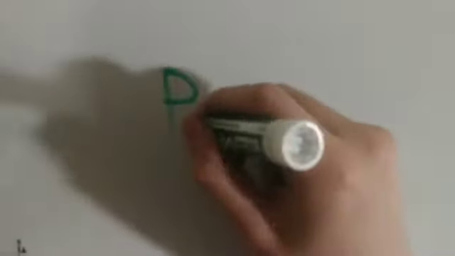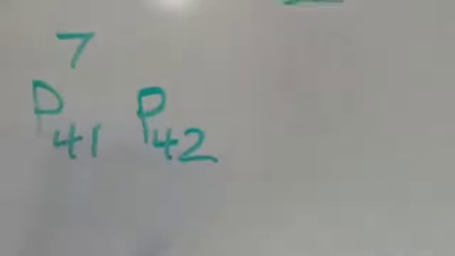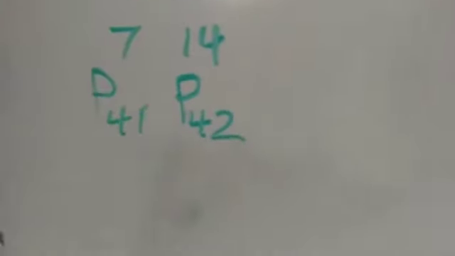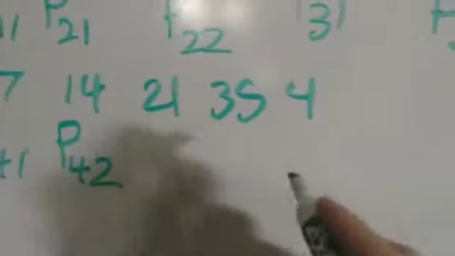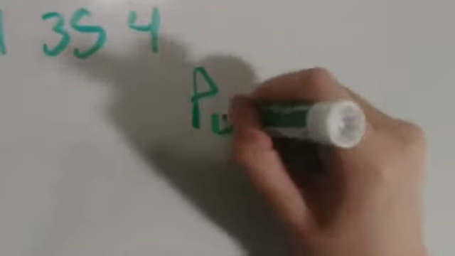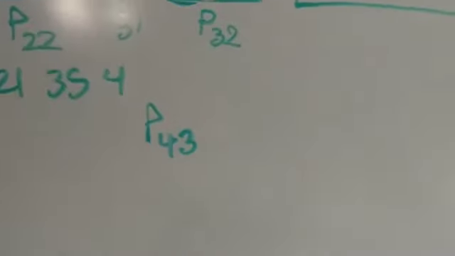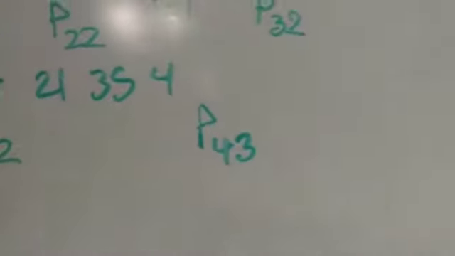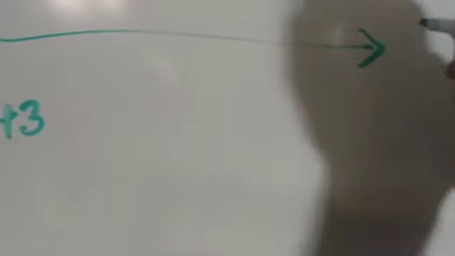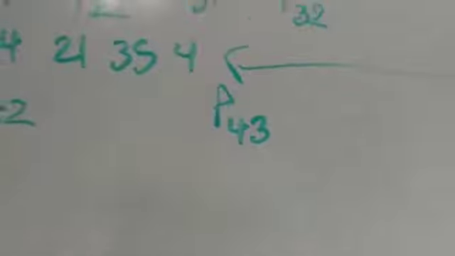P41 is going to be 7. P42 is going to have 7 times 2, which is 14. 7 times 3, which is 21. 7 times 5, which is 35. 7 times 7, which is 49. So all of that is P42. P43 is going to be a little bit more complicated, and honestly, I'm not even going to worry about it. And you get the picture.